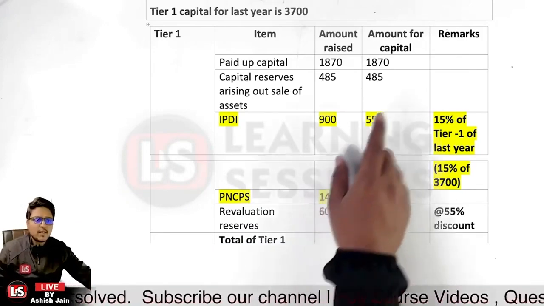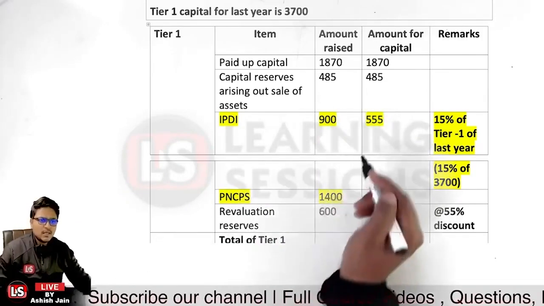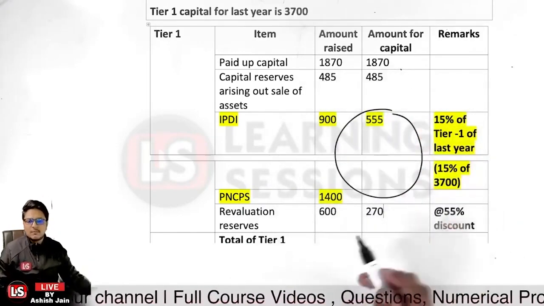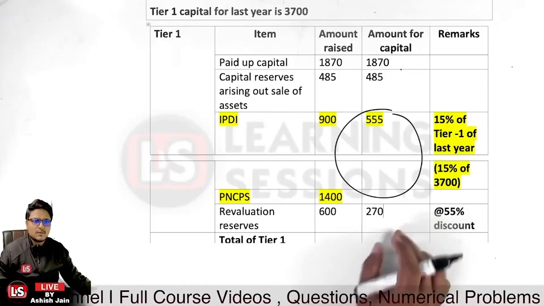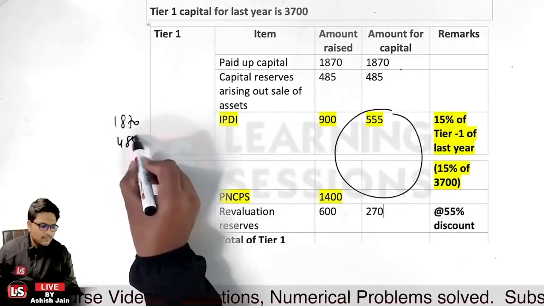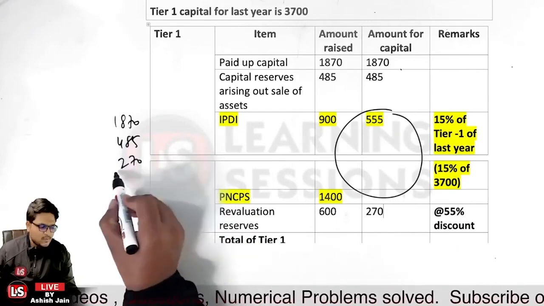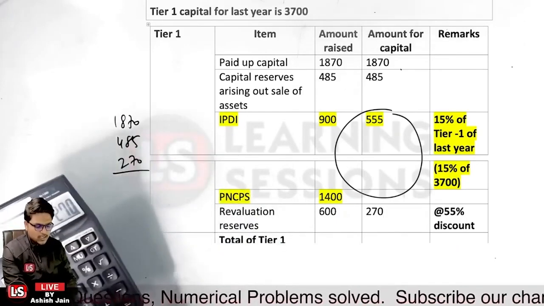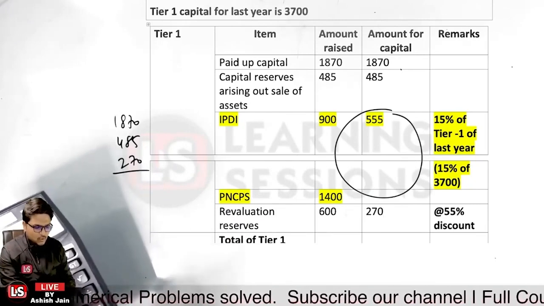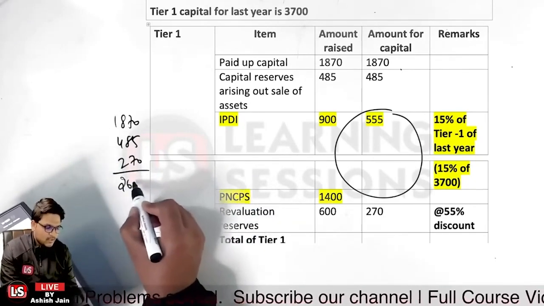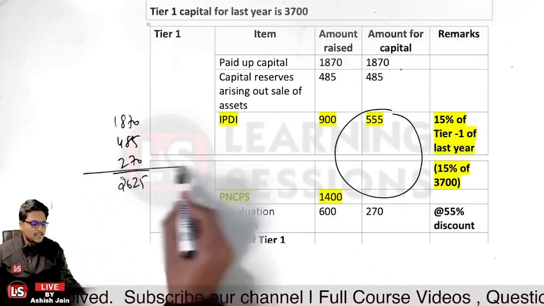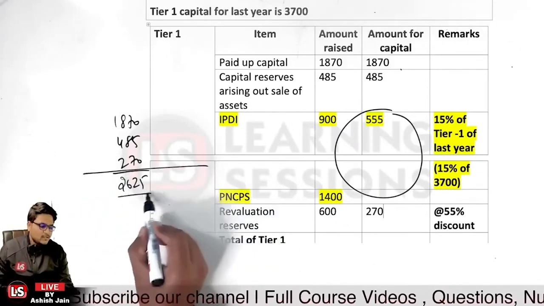And let us have a look at excluding these two components. Excluding these two components, the total of these must be forming 60% part. It means 1870 plus 485 plus 270. So what is the total? It is 270 plus 485 plus 1870. The total comes out to be 2625, and 2625 is forming the value of the 60%.